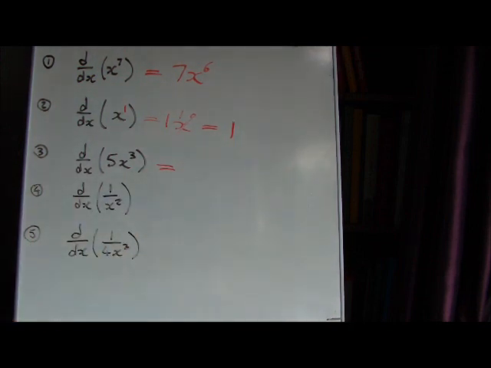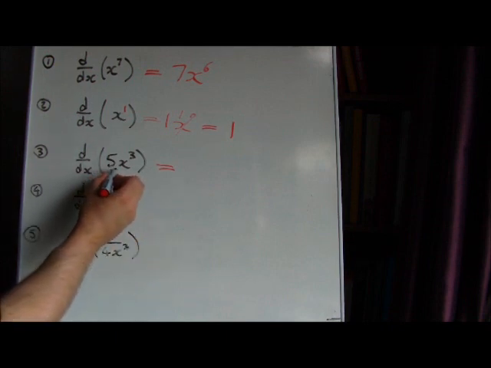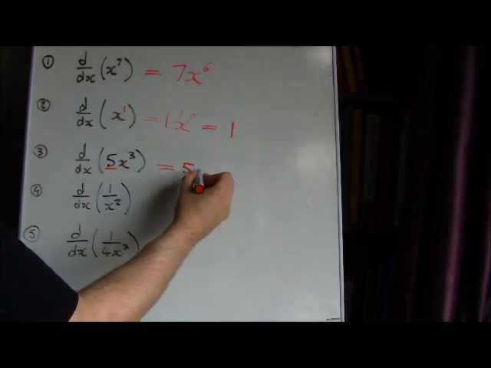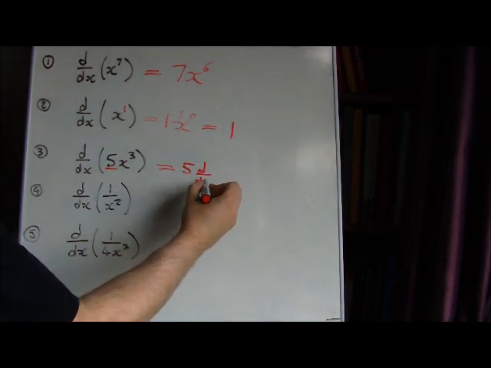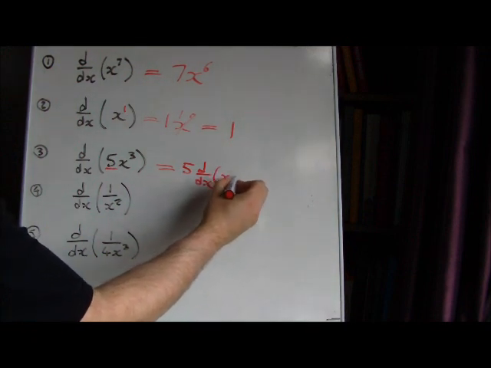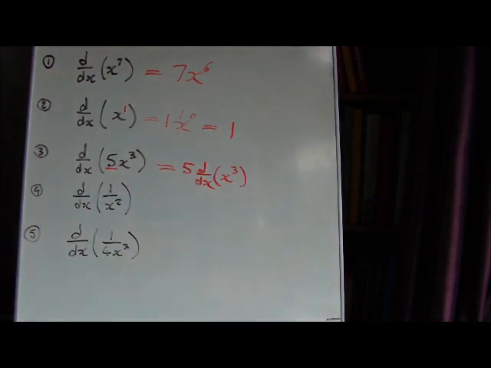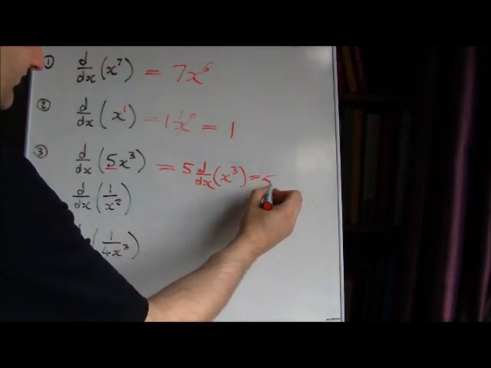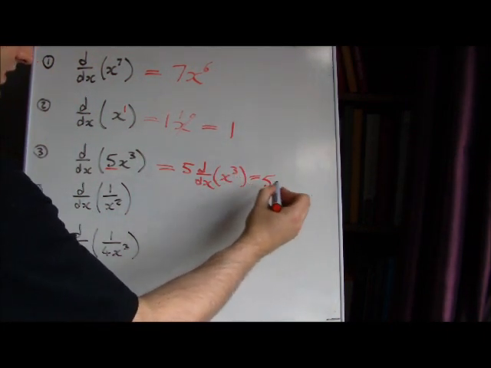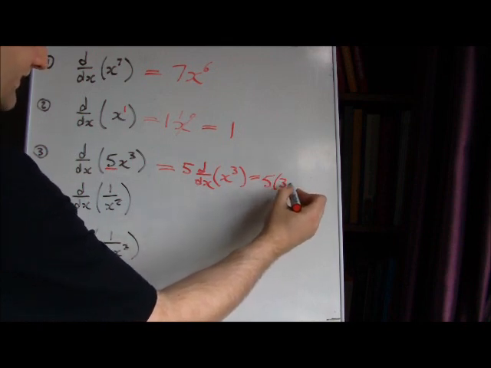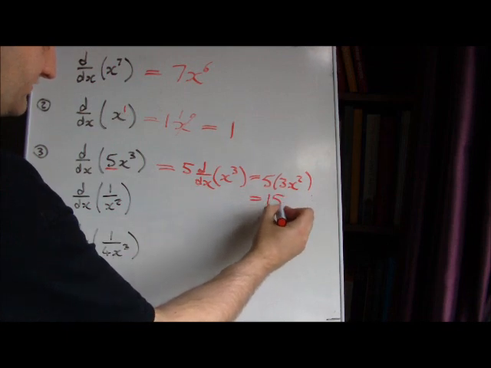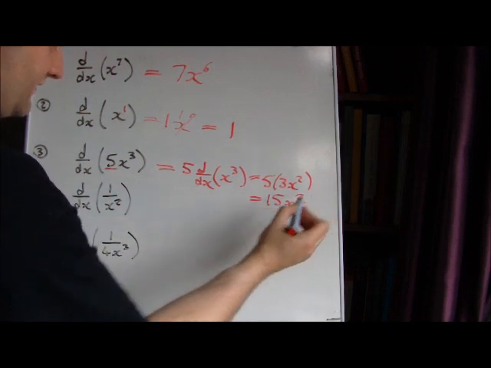In the next example, we've got 5x to the power of 3. The rules of differentiation say that because we've got a 5 here, we can take that outside of the operator. So it just means that we're going to just differentiate x to the power of 3 and multiply the end result by 5. So when we differentiate, we'll get 5, and then we differentiate that part. So it's going to be 3x to the power of 2. So simplifying that gives us 15x squared.